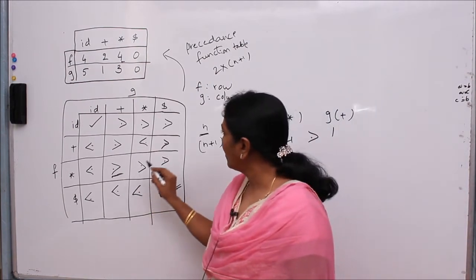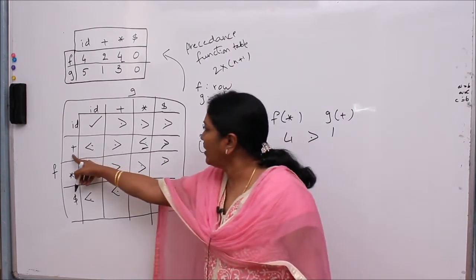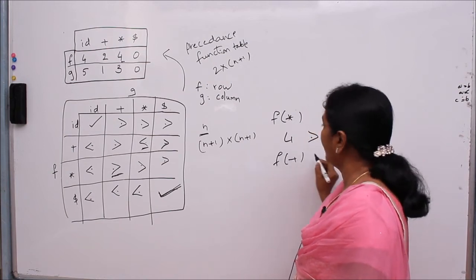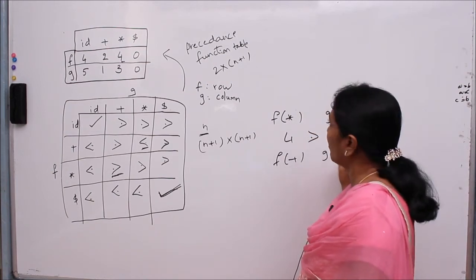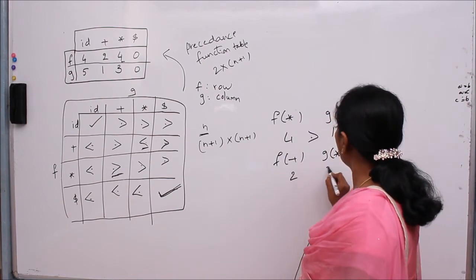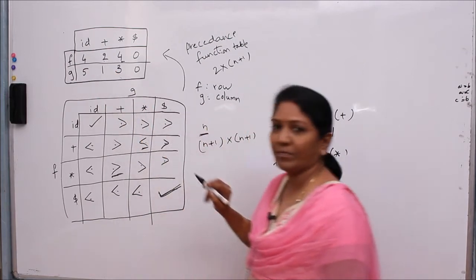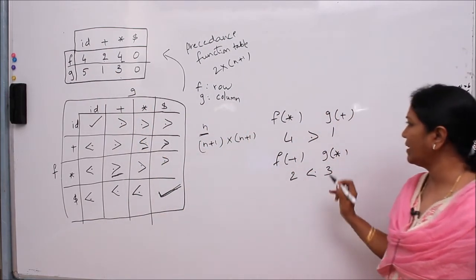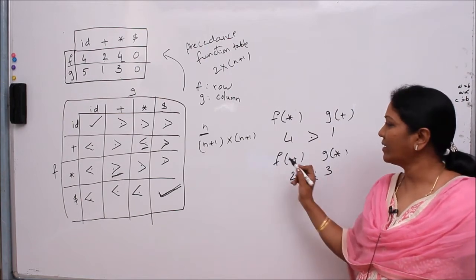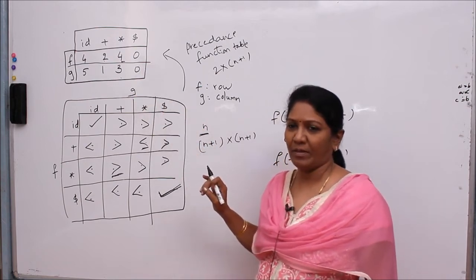Let us check this one. What is the relation here? It is between plus and star. Take f plus and g star. What is f plus? F plus is 2, g star is 3. So 2 is less than 3, that means the relation is less. This is how the same relation is preserved here.